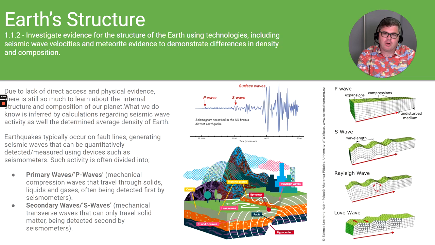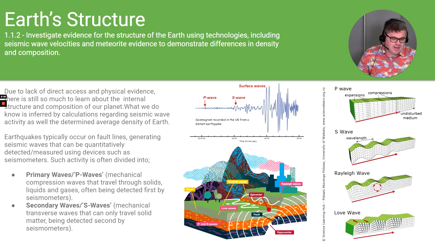So for instance, when an earthquake occurs, we know that there are two main stages. A primary wave and a secondary wave. There are other waves here, such as the Rayleigh wave and the Love wave, but the main two that people focus on are the primary and secondary. So the primary wave, or our P wave, is the mechanical compression wave, like how sound travels through something. And it travels through solids, liquids, and gases, and is often the first to be detected by a seismometer.